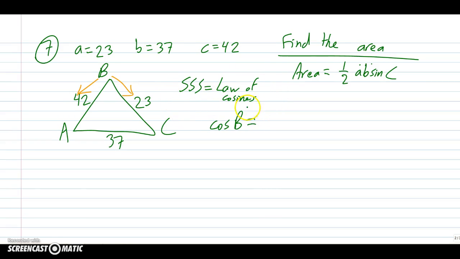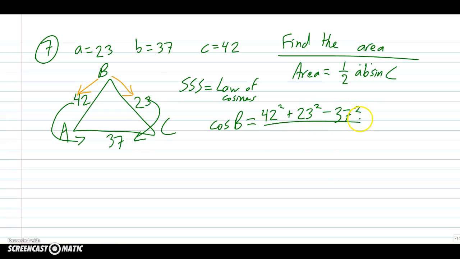Cosine of B will equal those two sides squared added together, okay? And the further out we go, we start subtracting, so minus 37 squared, over, and then we go back inside. We loop back in, so it's 2 times both of those other sides. If you type all of this in your calculator at once, you will get a nice, neat decimal, and you can go from there.